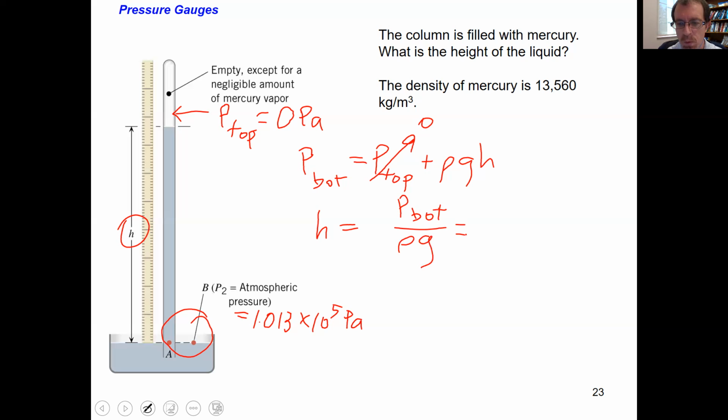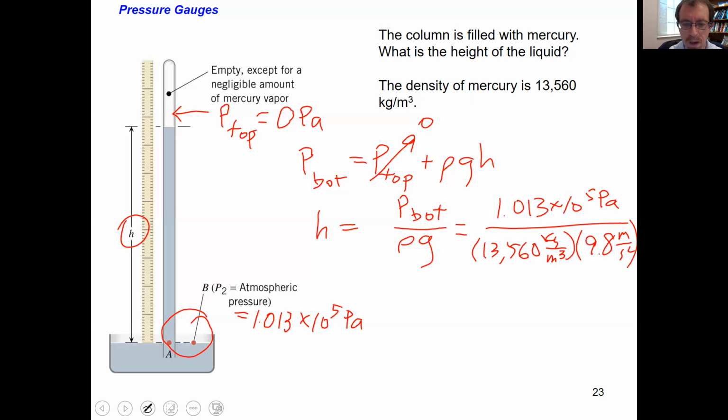And we can fill in numbers here real quickly. 1.013 times 10 to the 5th pascals divided by our density of mercury, 13,560 kilograms per meter cubed, times g, 9.8 meters per second squared. And when we do this, we should get a value for h of 0.762 meters. Meters of what? Well, meters of mercury.